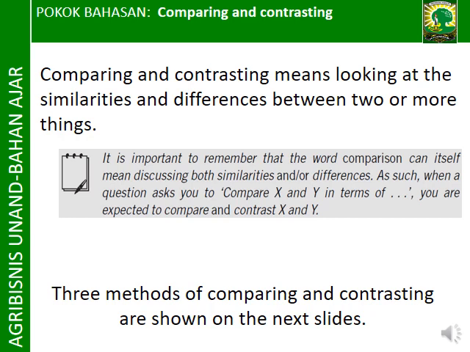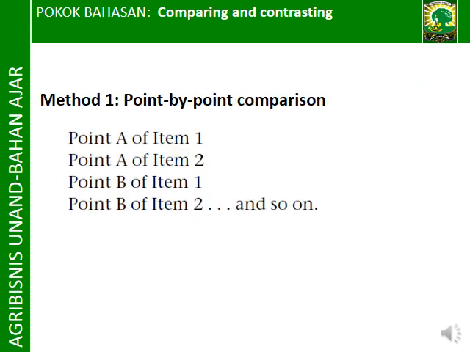So, when a question asks you to compare X and Y in terms of, you are expected to compare and contrast X and Y. There are three methods of comparing and contrasting that I'm going to show you on the next slides. Firstly, point-by-point comparisons. Point-by-point comparisons means each individual topic is compared and contrasted before moving on to the next topic. I'll give you an example now.